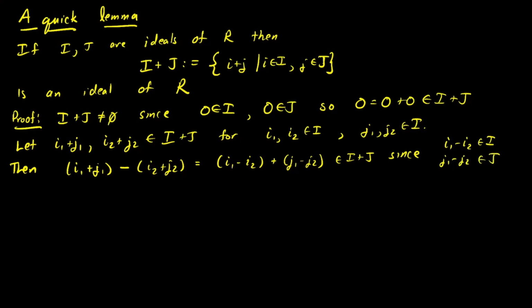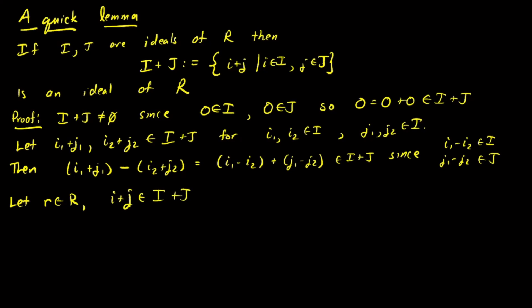Ideals are closed under subtraction, so we know that if I subtract two elements of I I get an element of I, and if I subtract two elements of J I get an element of J. Okay, great. So we've shown that it's closed under subtraction. It remains to show that I plus J absorbs elements of R under multiplication. So I'll say let r be an element of R, and i plus j be an element of the ideal I plus the ideal J.